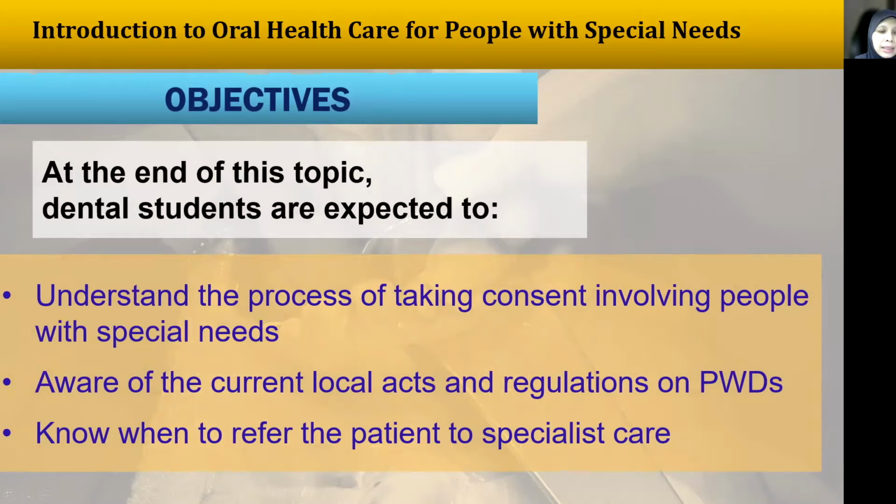There are things that you need to check before you are able to gain consent from them or from the carer. So you must also be aware of the current local acts and regulations on people with disabilities, because each country has different acts and regulations with regard to people with disabilities. And you must also know about your limitations, and you must know when you can treat these patients by yourself and when you can refer the patients to specialist care.